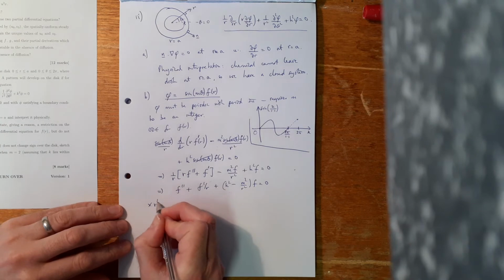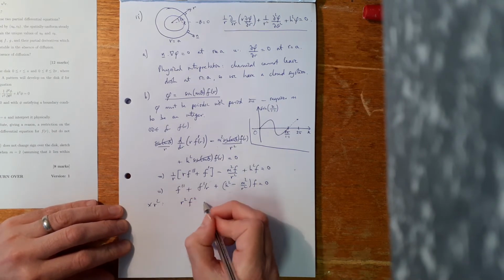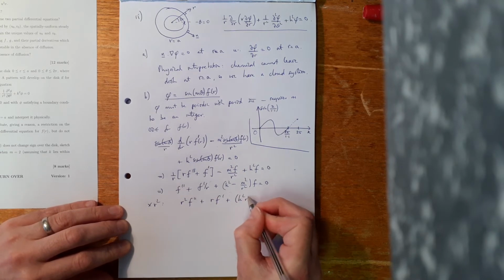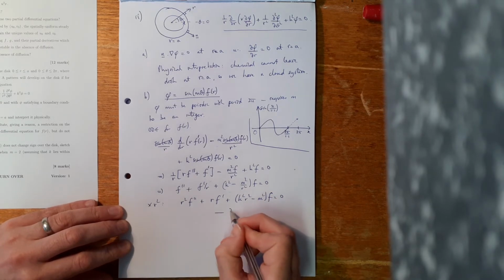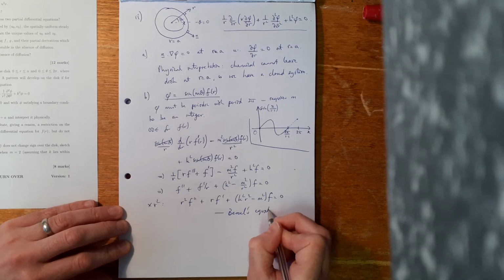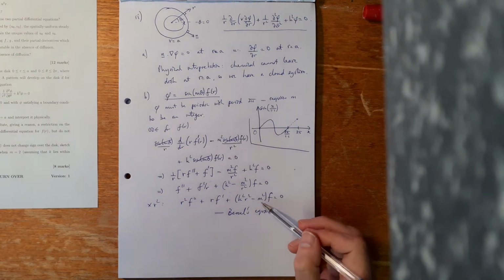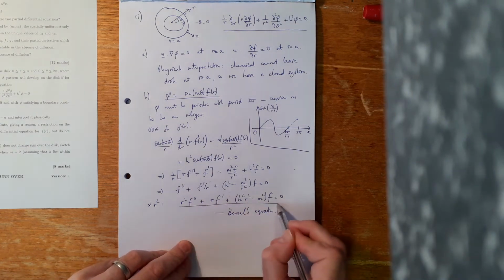Let's multiply through by r squared, because then we'll get a familiar equation, r squared f double dash plus r f dash plus k squared r squared minus m squared f is equal to 0. And we're not asked to identify it. For what it's worth, this is Bessel's equation of order m. And we saw this in the lectures of order 0, I think. And we're told don't attempt to solve it, but there's the ODE.